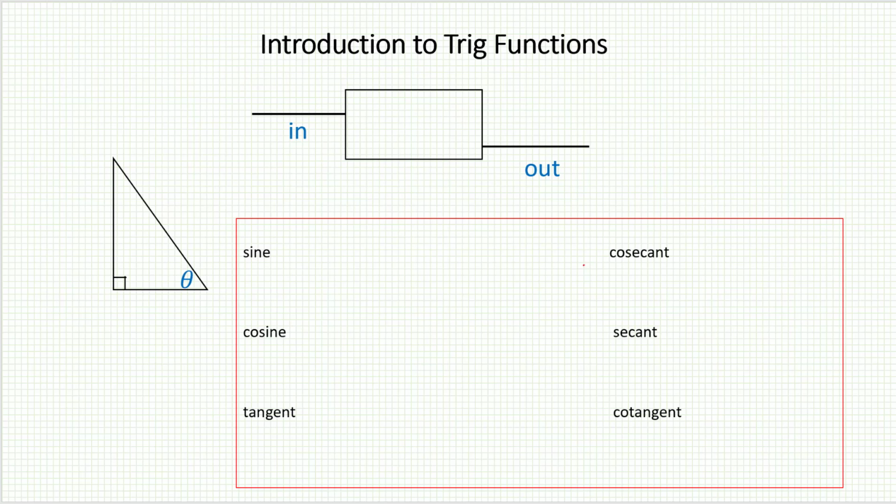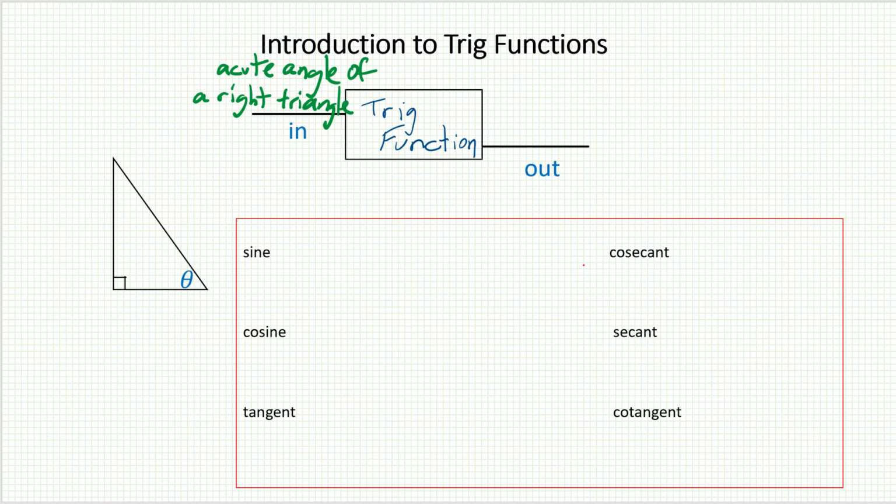Introduction to trig functions. We're about to introduce a new type of function called a trig function. Well, we need to know what sort of thing can go into the function, and then what will the function send out. Well, at least for now, the only thing that can come in to a trig function is an acute angle of a right triangle.